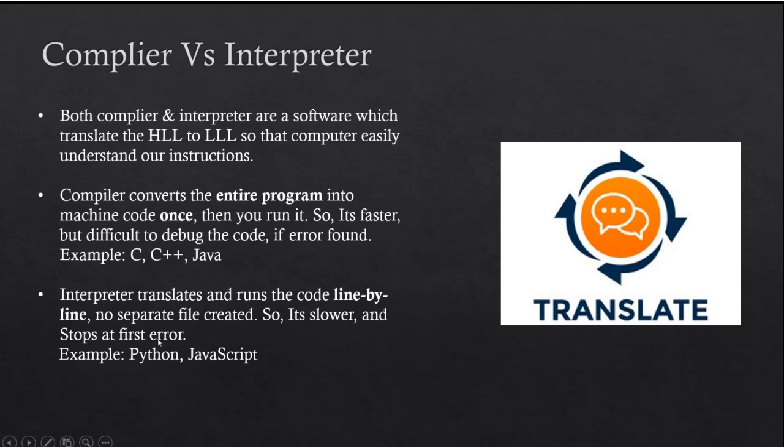Examples of interpreted languages are Python or JavaScript. We are using Python, so it means we are working with an interpreter. When we are learning C or C++, it means we are using a compiler. So these are the differences between compiler and interpreter.